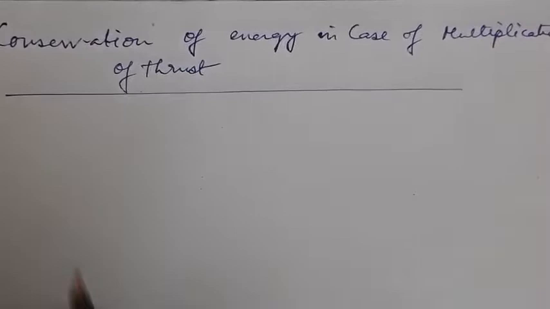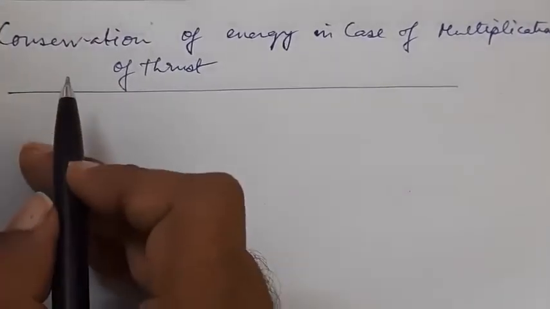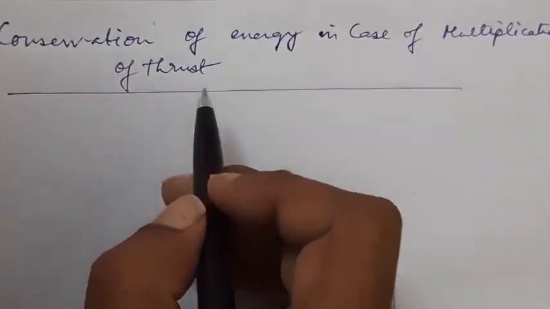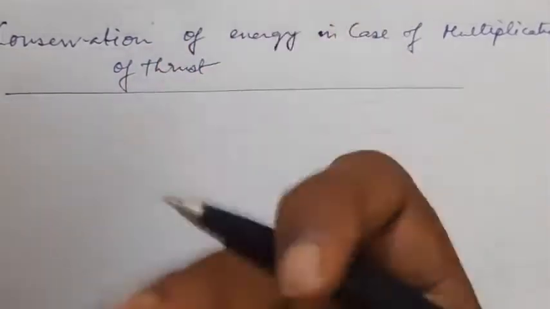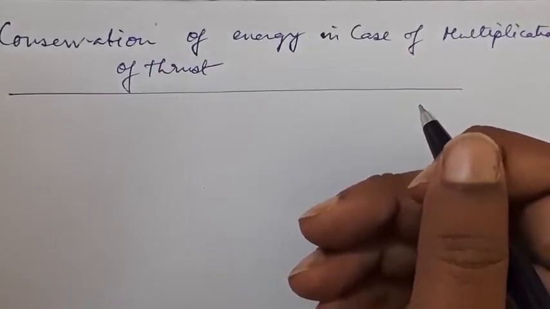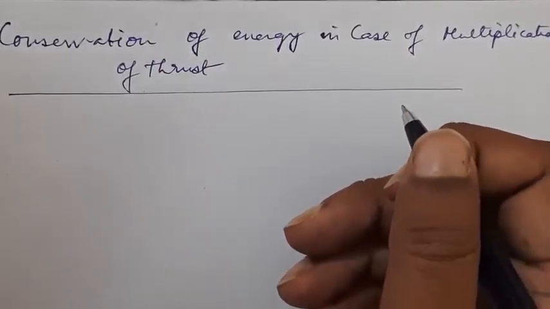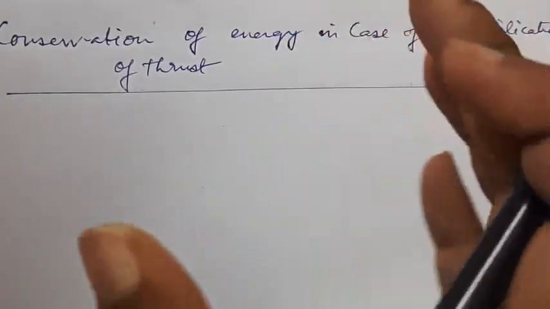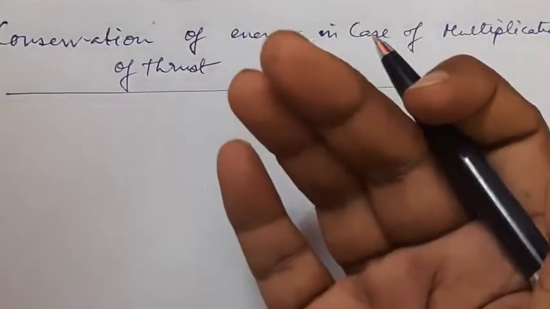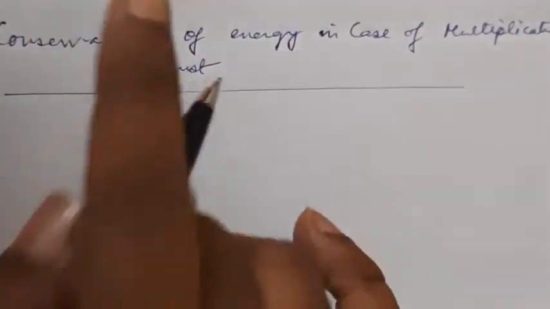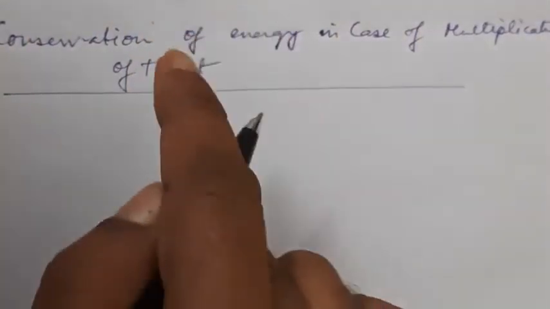Now, a very important question: conservation of energy in the case of multiplication of thrust. At first sight you can say that the principle of multiplication of thrust violates the principle of conservation of energy. But though we get a greater force on the larger piston by applying a lesser force on the smaller piston, we cannot gain energy.